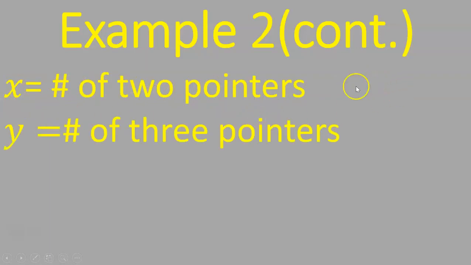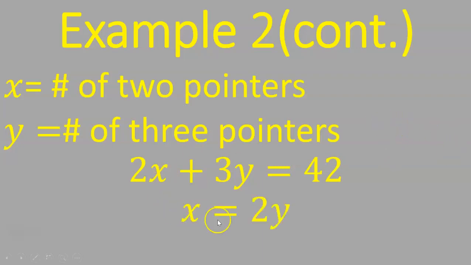So remember, he scored 42 points. So he scored 2X points for the X 2-pointers he hit. He scored 3Y points for the Y 3-pointers he hit. In total, he had 42. The other scenario, it said there was twice as many 2-pointers as 3-pointers. You have to think about this a little bit. So there's twice as many X's as there are Y's. So to make them be equal, you have to double the Y's.